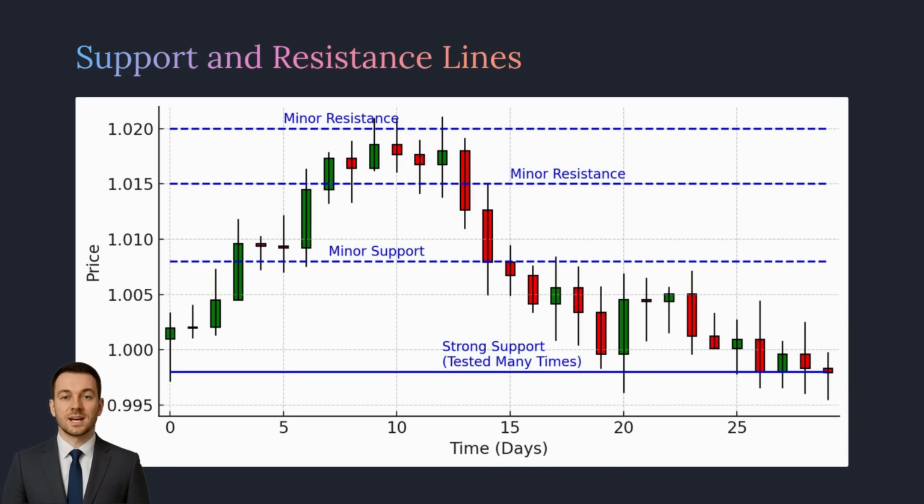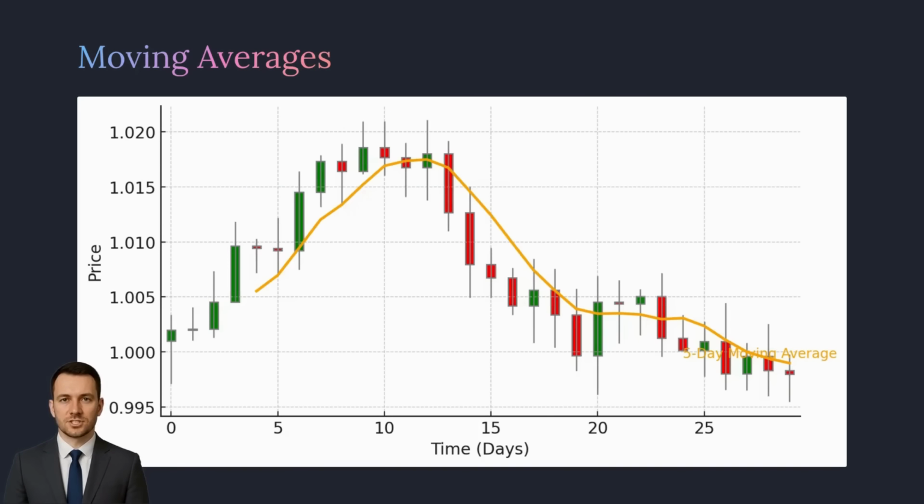Trend lines are another tool pros use to gauge the health of a trend and potential reversal points. A moving average, MA, is one of the most commonly applied indicators on Forex charts. In essence, a moving average calculates the average closing price over a specified number of past periods and plots that value as a line on the chart.